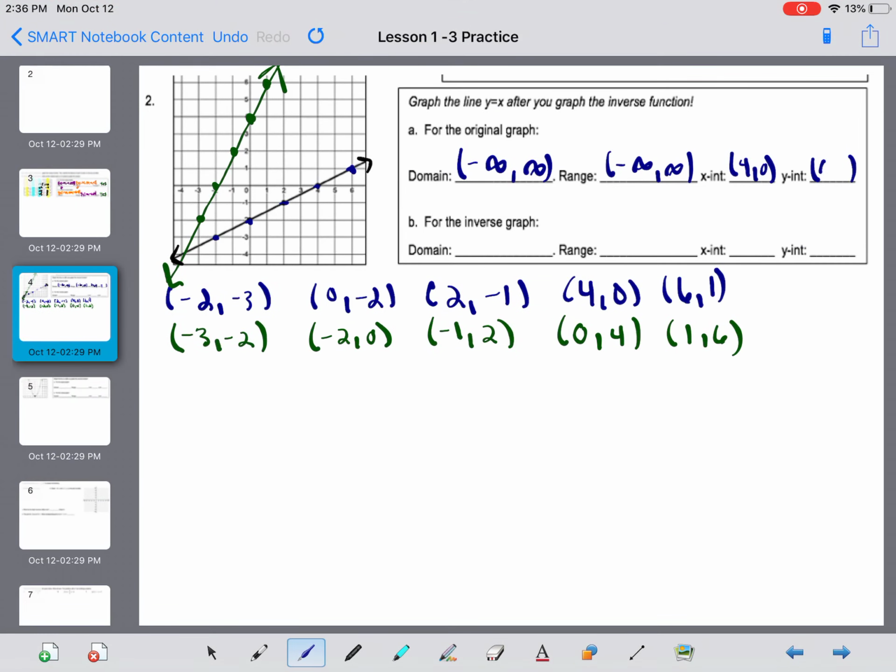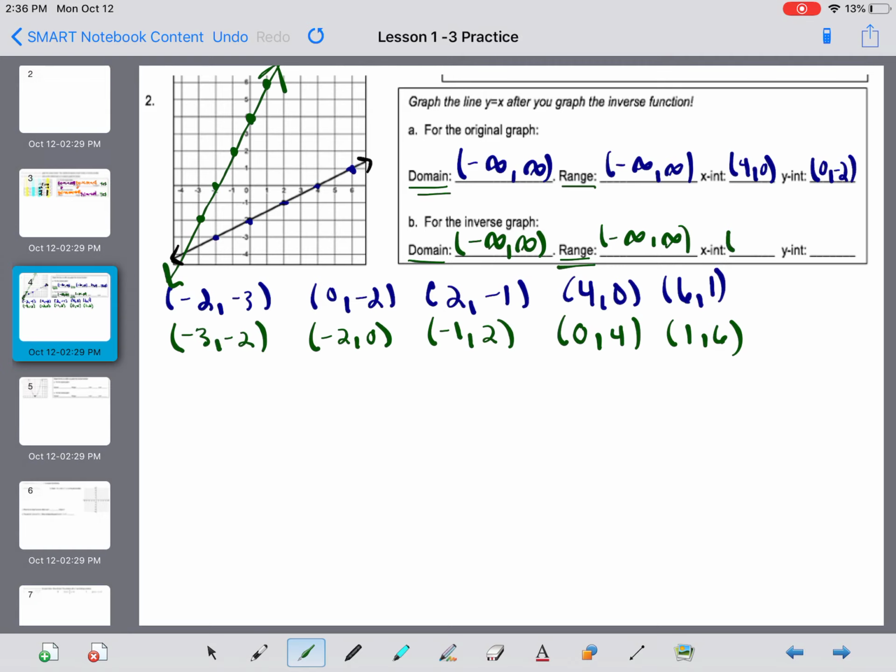Well, everything switches with the domain and the range. So for the inverse, the domain is whatever the range is of the original. Well, that happens to be negative infinity and positive infinity. The range is whatever the domain of the original is. They switch. They both just happen to be negative infinity to positive infinity.